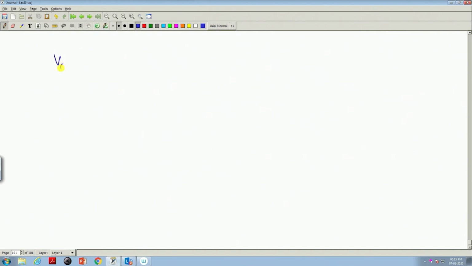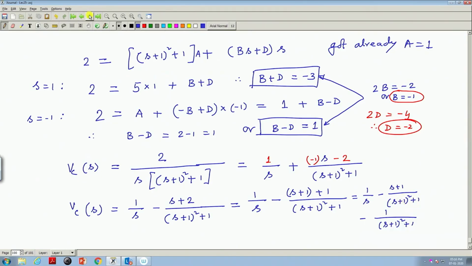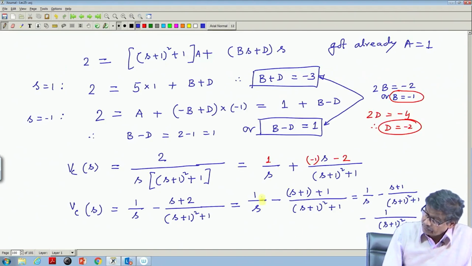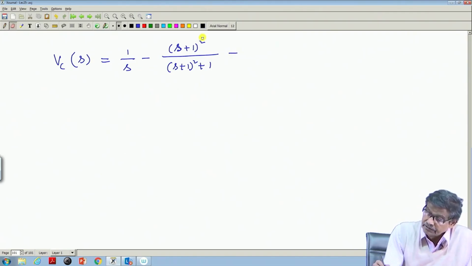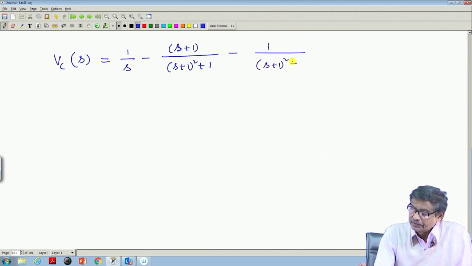So, I have got VCS to be equal to, you just see, 1 over S, then minus this term S plus 1 divided by S plus 1 whole square plus 1, minus 1 over S plus 1 whole square plus 1.